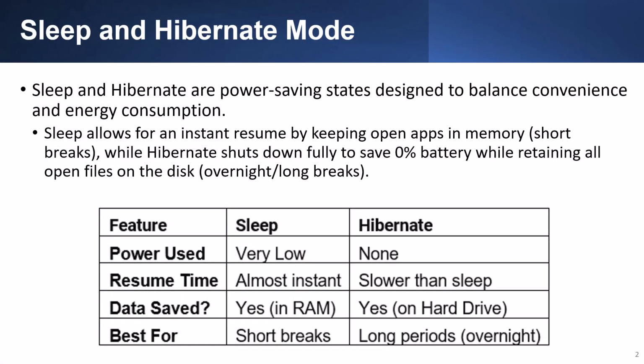Sleep and hibernate are power-saving states designed to balance convenience and energy consumption. Sleep allows for an instant resume by keeping open apps in memory, which is used for short breaks, while hibernate shuts down fully to save 0% battery while retaining all open files on disk, which is used for overnight and long breaks.